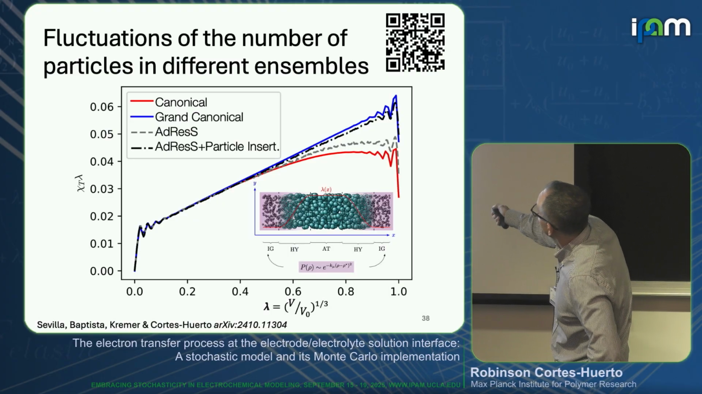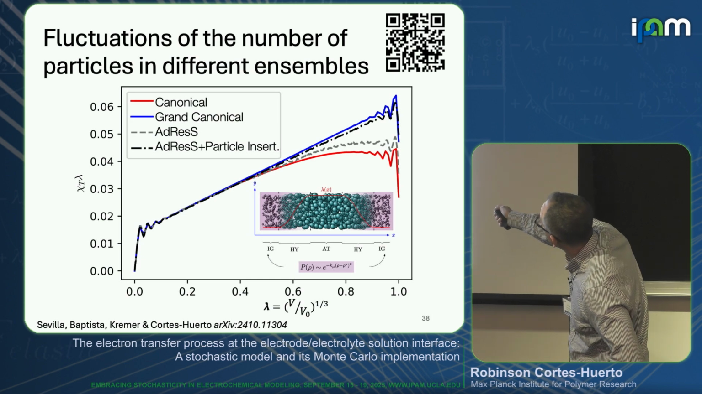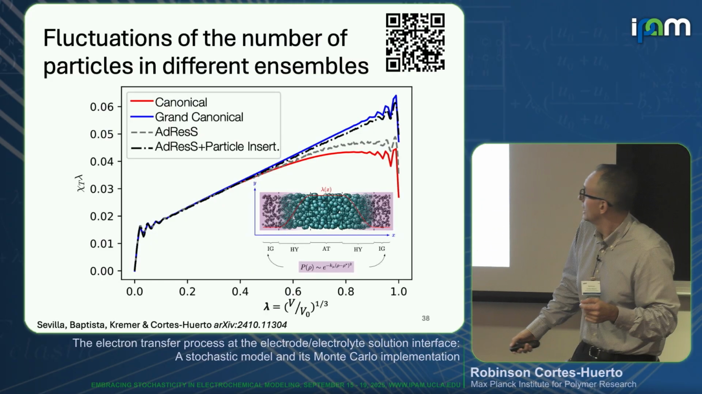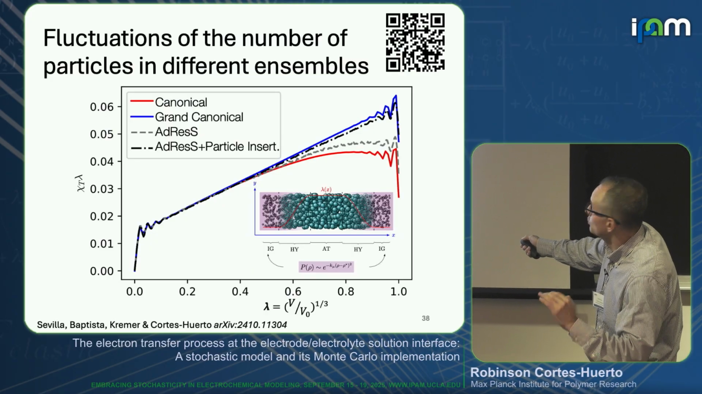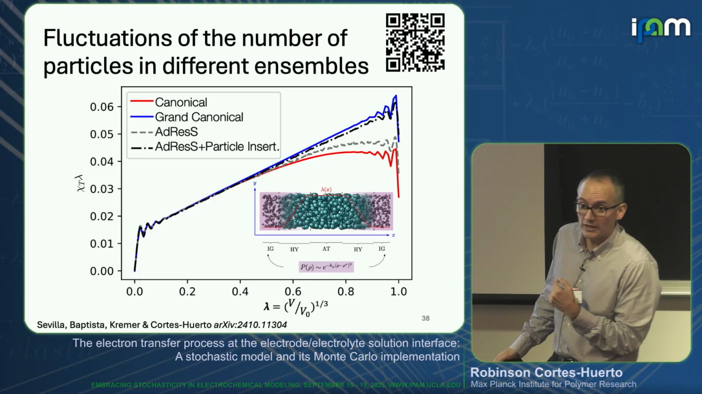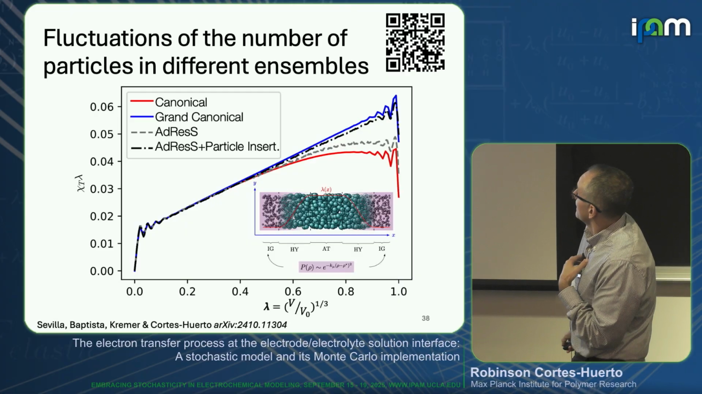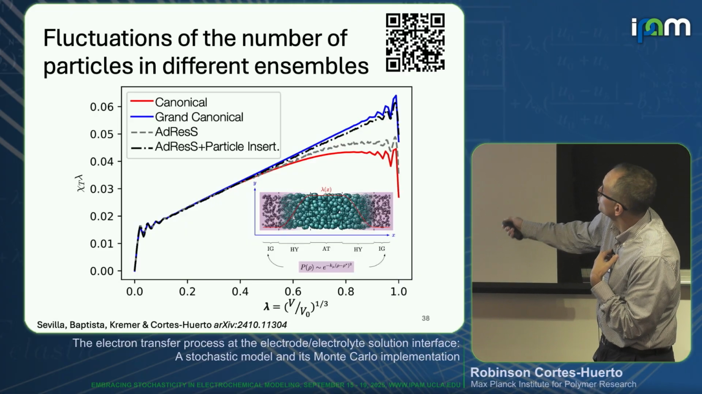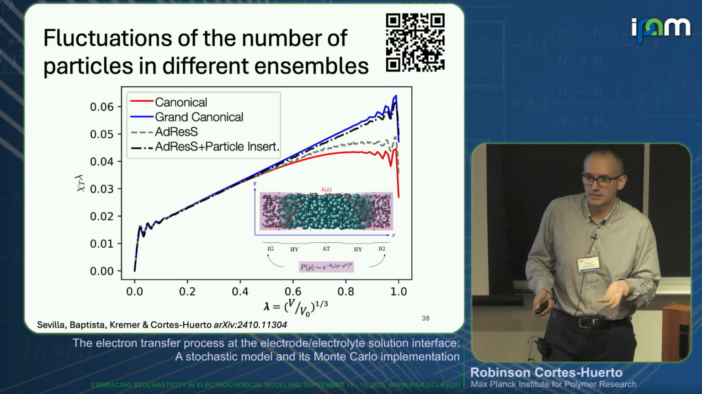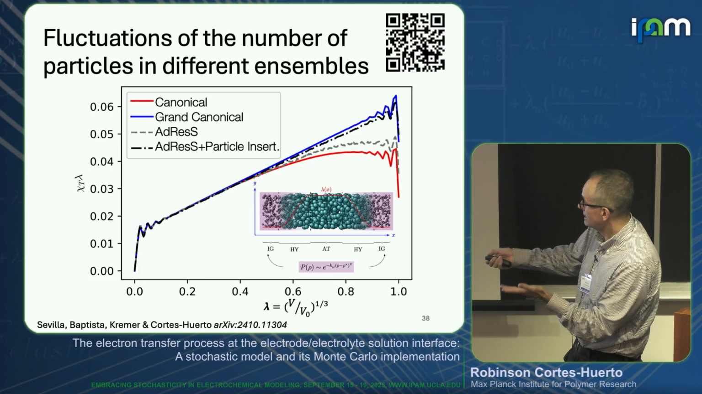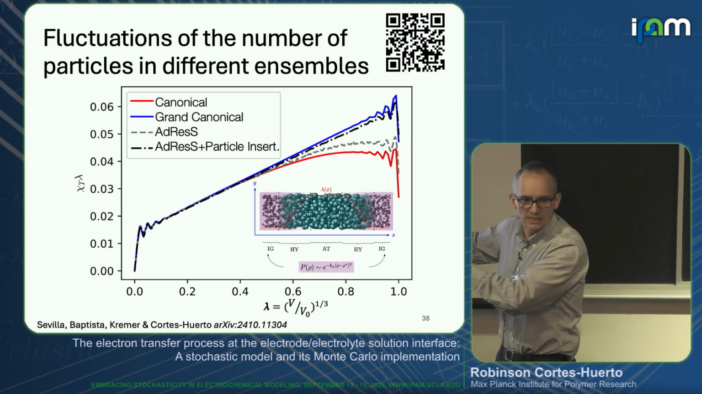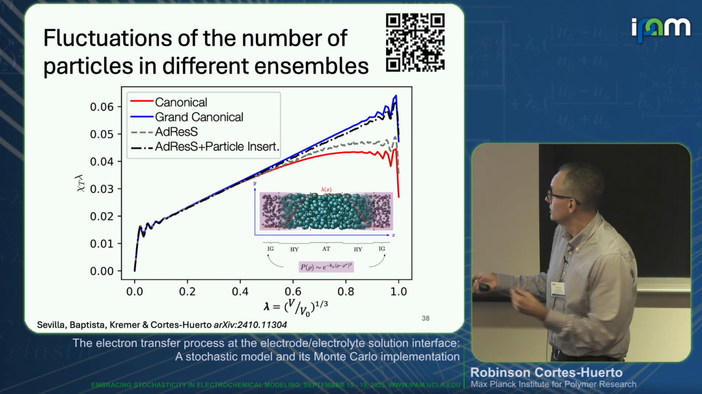Here you have the grand canonical behavior. This is what you expect. Actually, this quantity in the thermodynamic limit will give you the isothermal compressibility of the system. And then the adaptive resolution is somewhere in between. It's tending to the behavior described by the canonical ensemble. But instead, the adaptive resolution with particle insertion reproduces perfectly the behavior expected in the grand canonical ensemble. So in this way, we are showing that this adaptive resolution with particle insertion steps is actually sampling the grand canonical ensemble.